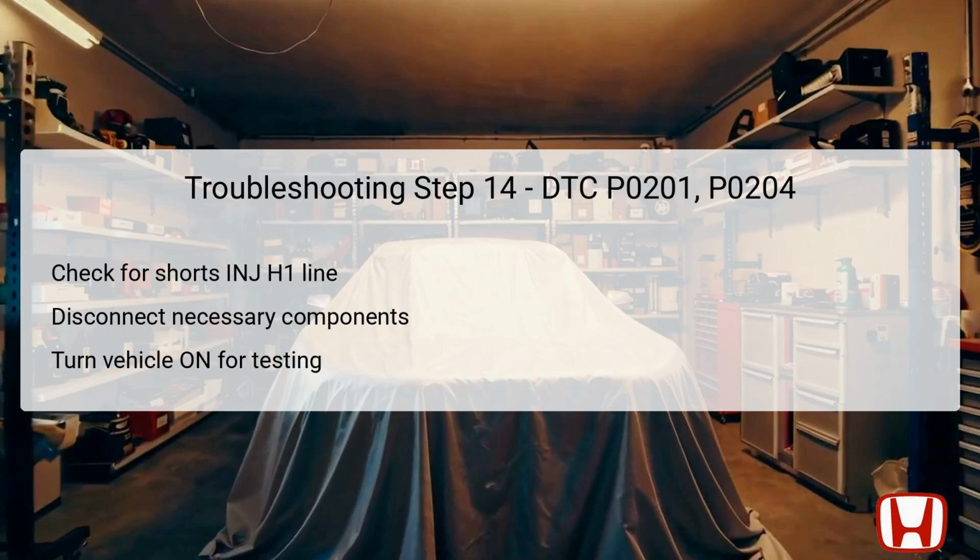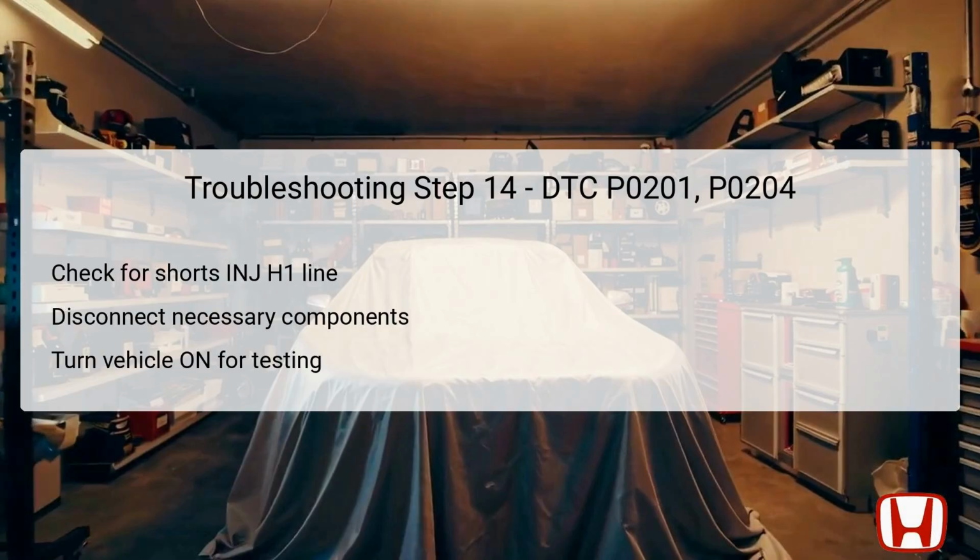In this step, you'll examine the INJ-H1 line for potential shorts to power. First, disconnect the necessary connectors and turn the vehicle to the on mode. Measure the voltage between the designated test points. If voltage is found, this signifies that there is a short to power within the INJ-H1 wire that needs repairing. Conversely, if no voltage is discovered, it suggests the wire is in good condition. This step is significant in verifying that the integrity of the circuit is maintained without unintended connections, which could compromise injector functionality.